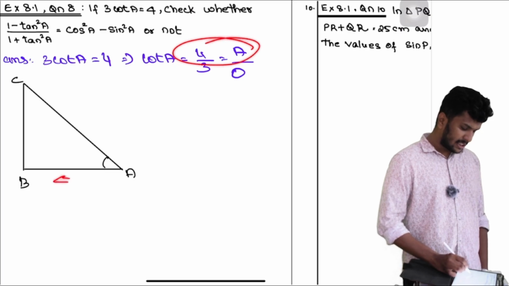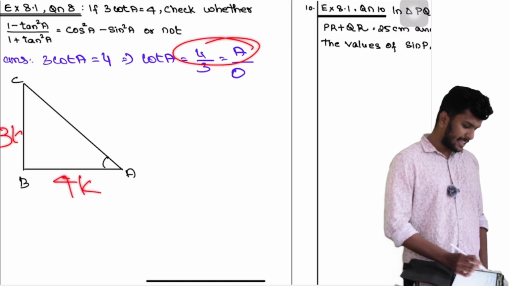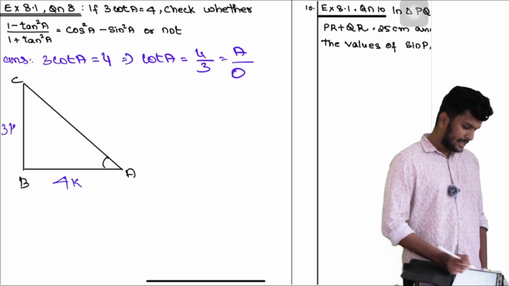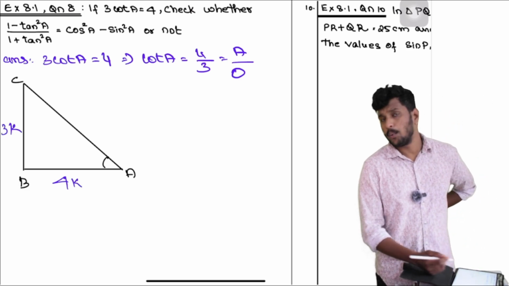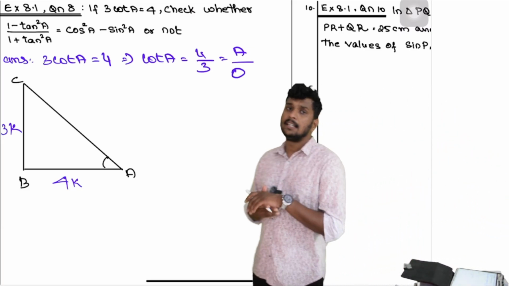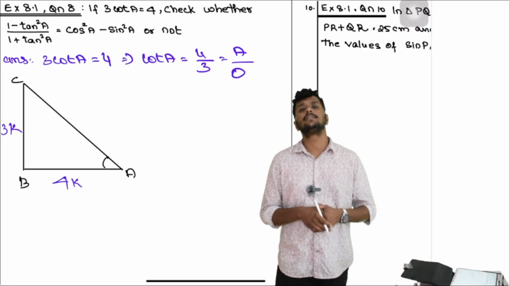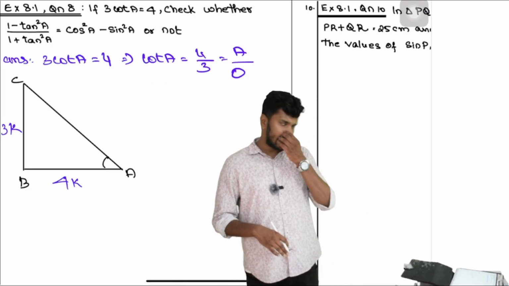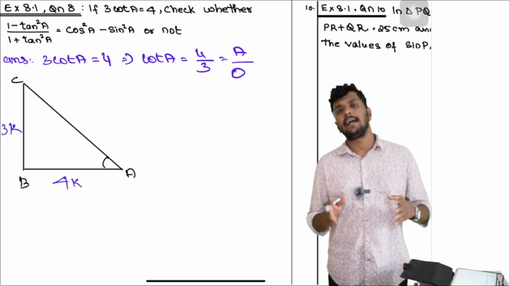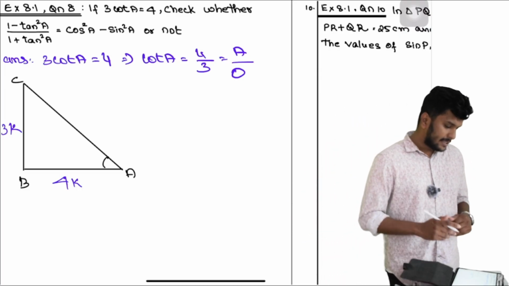Adjacent is 4k, opposite is 3k. I need to find the hypotenuse. How do I find the hypotenuse? Keep in your mind, whenever in a right triangle the problem you are solving is based on sides, you will have to use the Pythagoras property. Okay, so what is it?